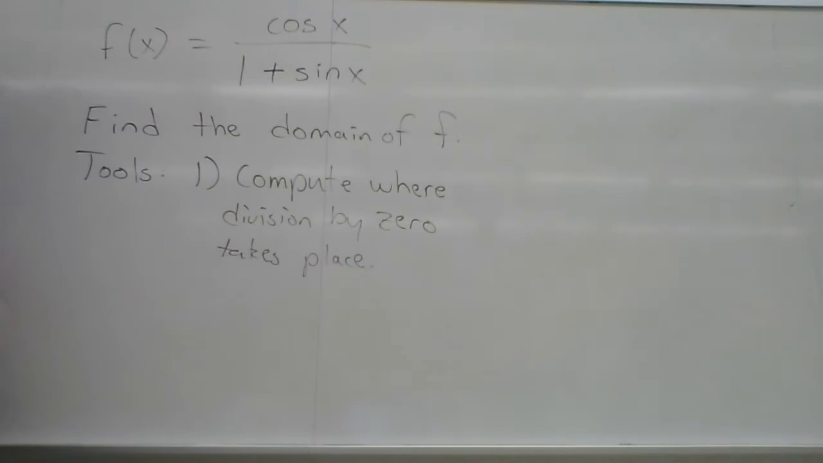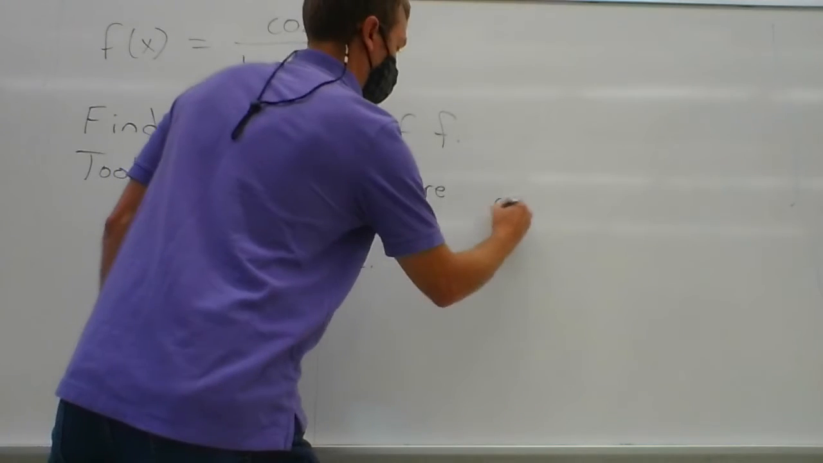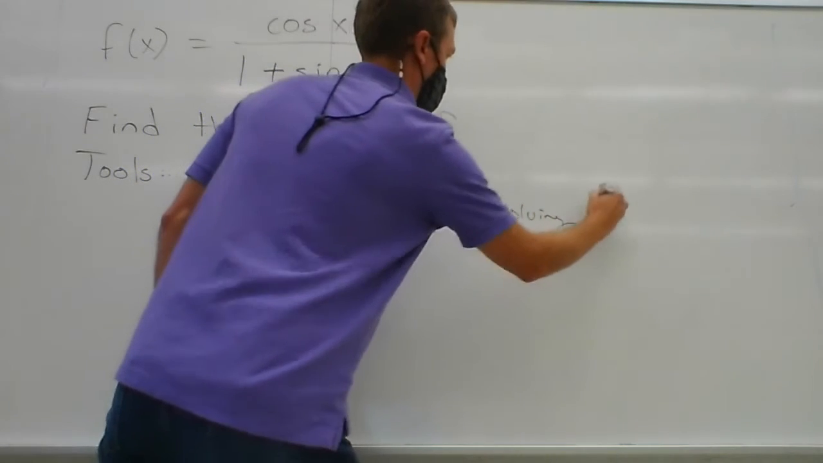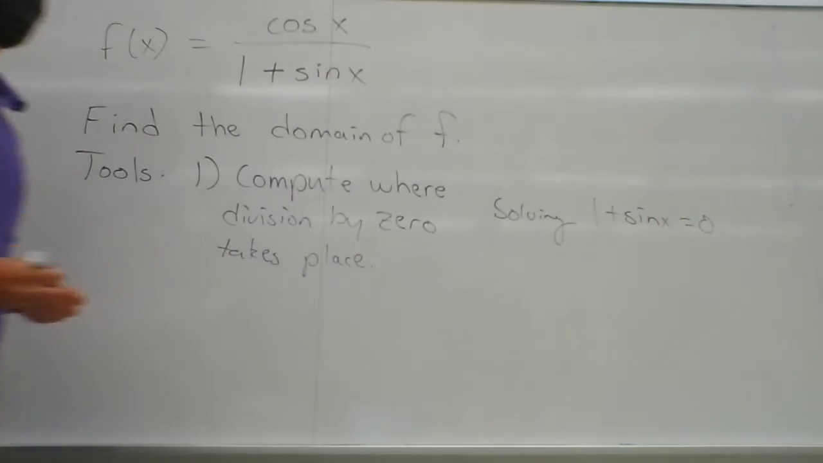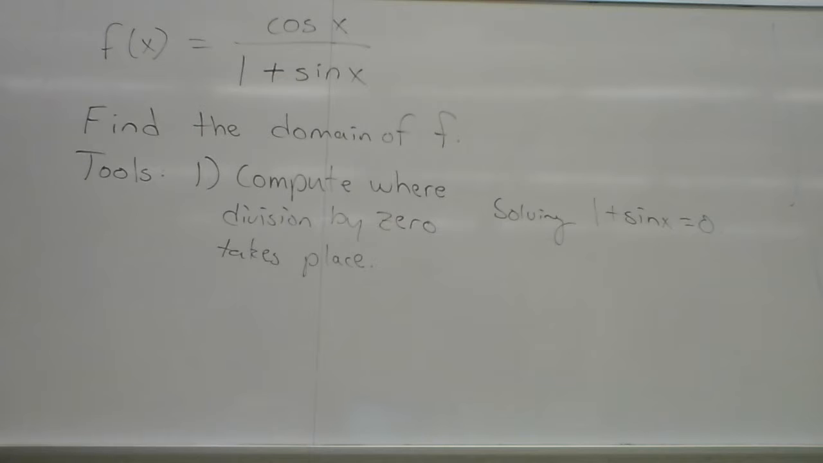Okay, so in any problem where you've got a division sign, the first tool that you should utilize is just computing where you're dividing by zero. So in this problem, that would be solving 1 plus sine x equals 0. Find all those inputs x where you get a 0 result.